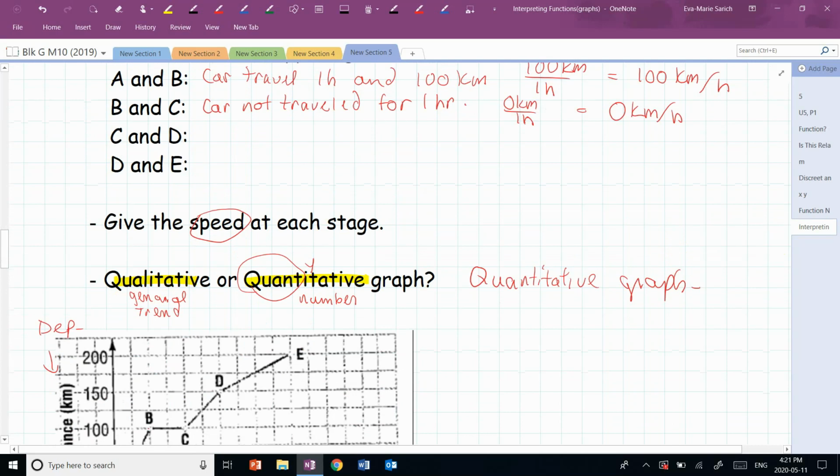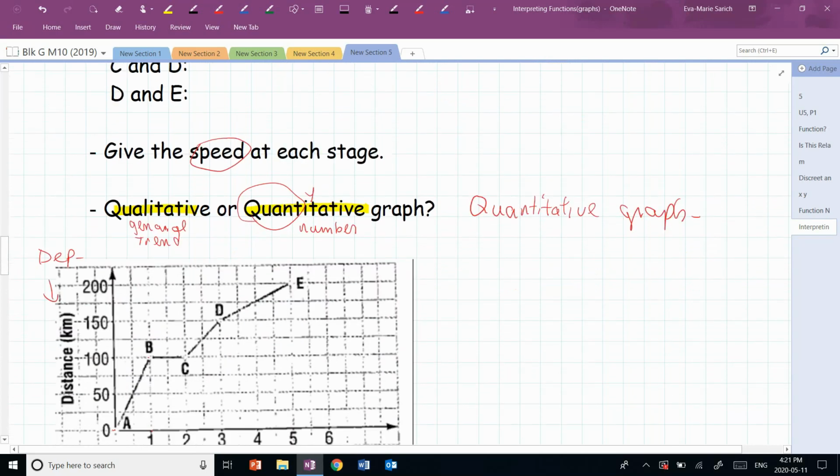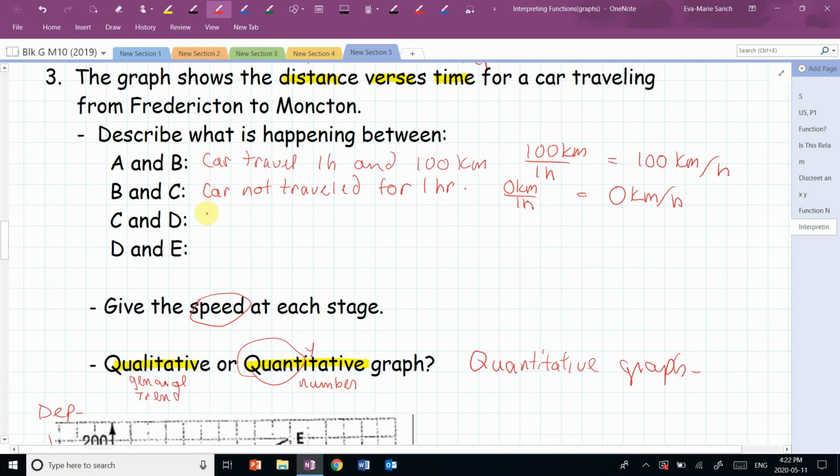Okay, let's go to C and D. So going to C and D, what do we see? We've gone from hour 2 to hour 3, and we've gone from 100 to 150. So it's gone up 50 kilometers in 1 hour. So this car has traveled for 1 hour and it's gone 50 kilometers. To figure out your speed, it's going to be 50 kilometers divided by the 1 hour, which equals 50 kilometers per hour.